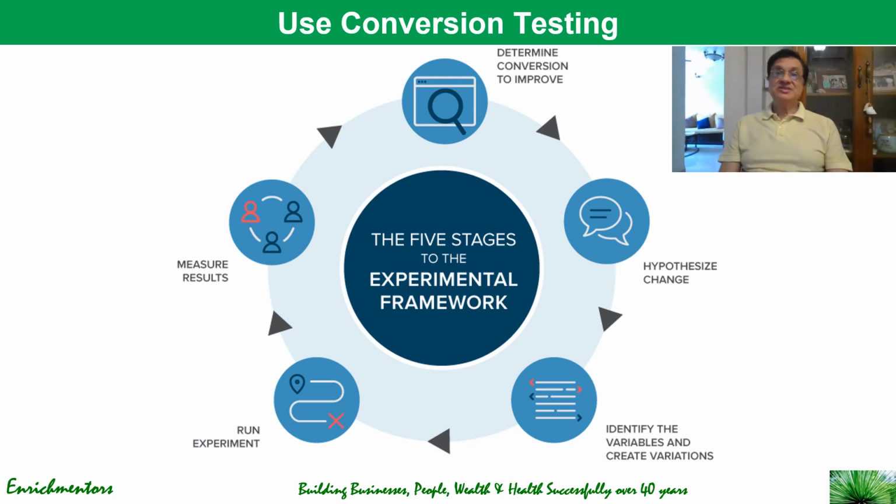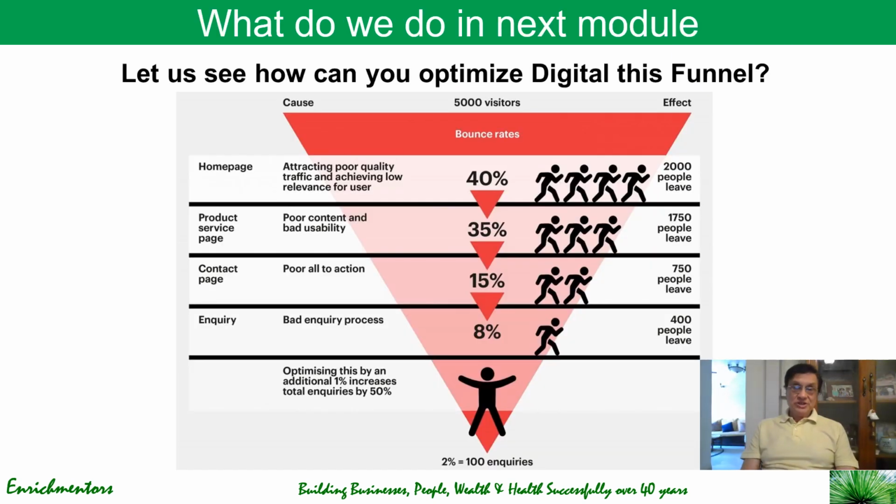Then you hypothesize the change. What is it that you would change that will improve the conversion at that stage? Identify the variables that can improve the conversion, create variants of that page or the variables you want to correct, and then run the experiment and measure the results. You run through this entire conversion testing process to figure out how the landing page is getting optimized.